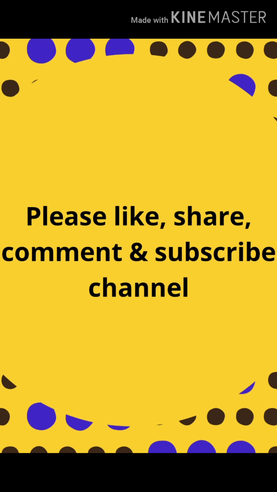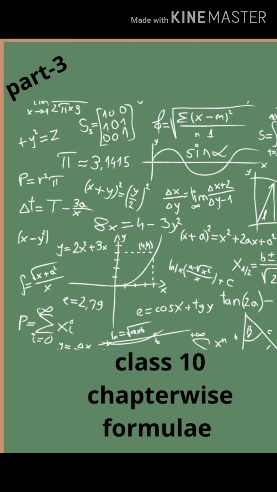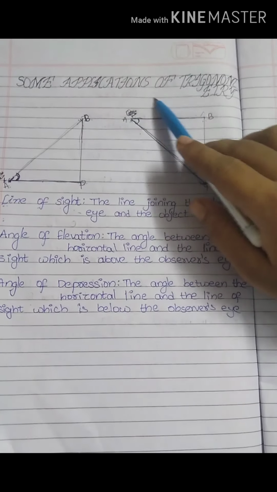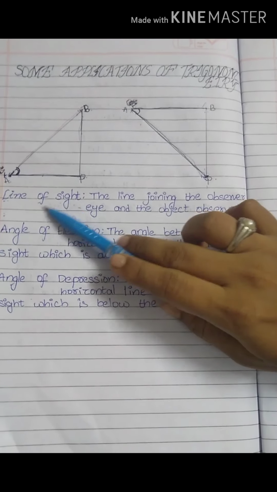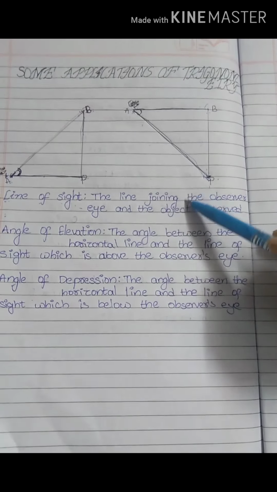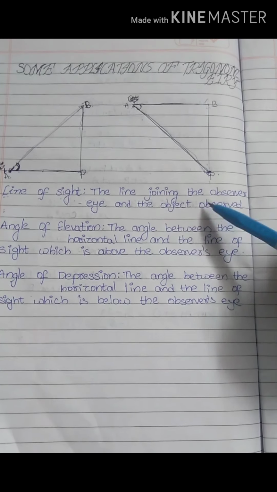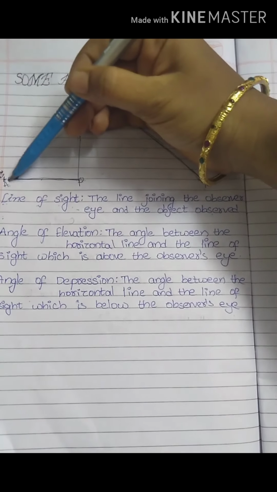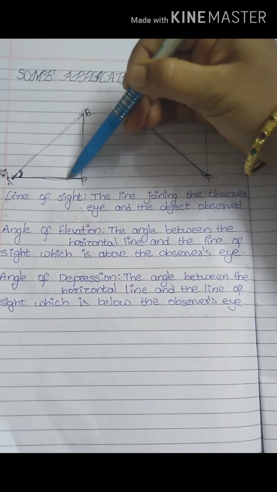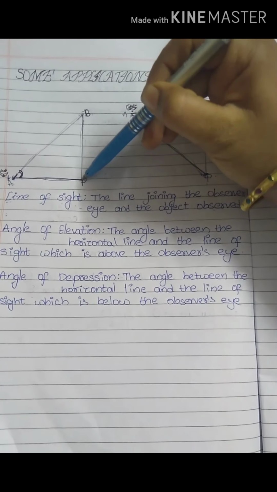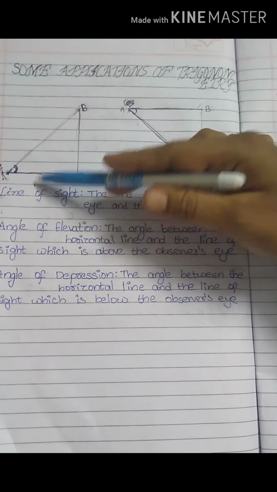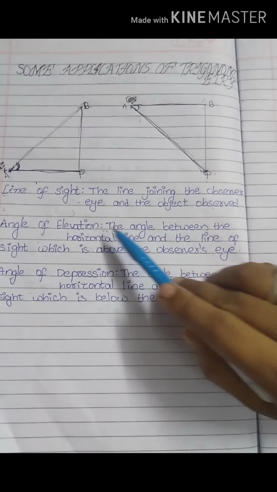Today we are going to discuss 10th class Maths chapter wise formulae, part 3. Some applications of trigonometry. Line of sight: the line joining the observer's eye and the object observed. Where is the line joining the observer's eye and the object, and where is the object here? That line is called the line of sight.